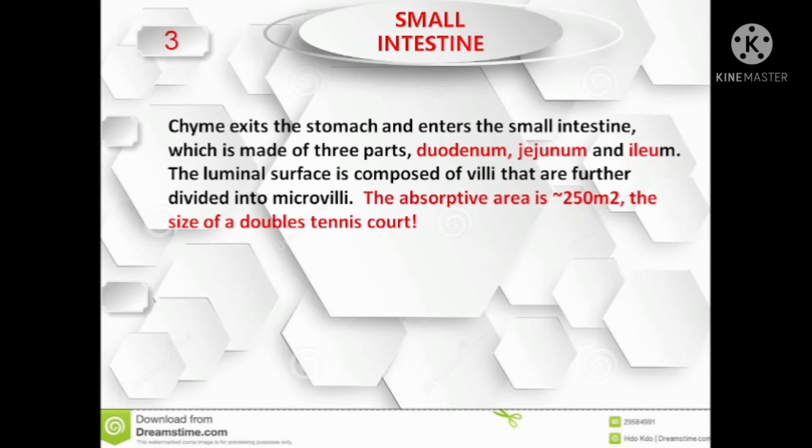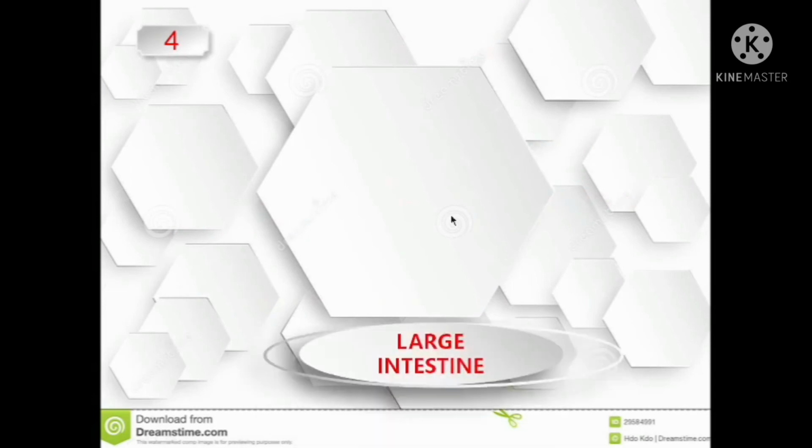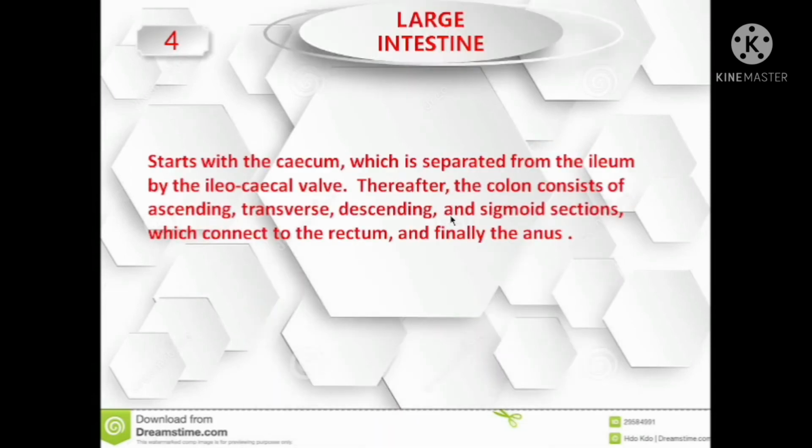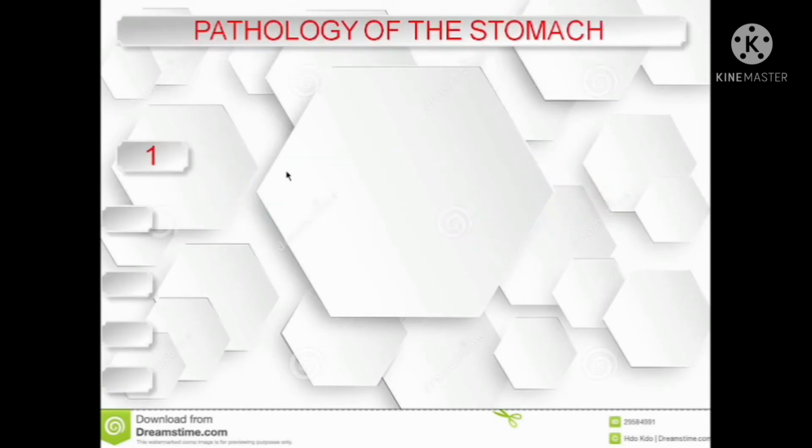But then absorption of food substances occurs in the small intestine, let's put it that way. The large intestine starts with the cecum, separated from the ileum by the ileocecal valve, and ends at the anus. So here there is absorption of some water and some bicarbonate fluid. Pathology of the stomach. This is where our interest is, okay?